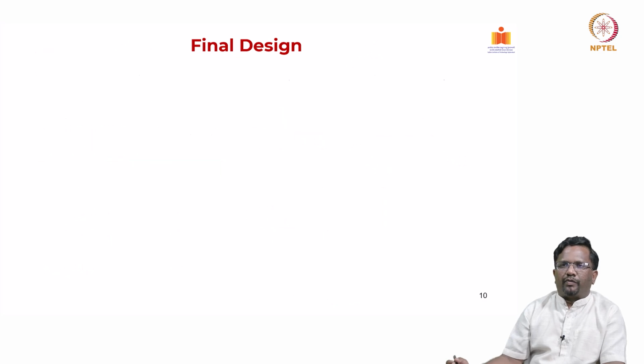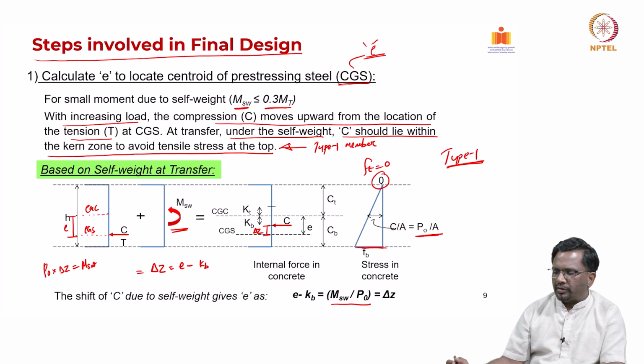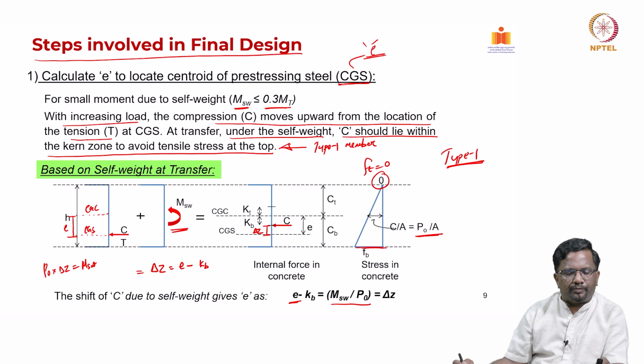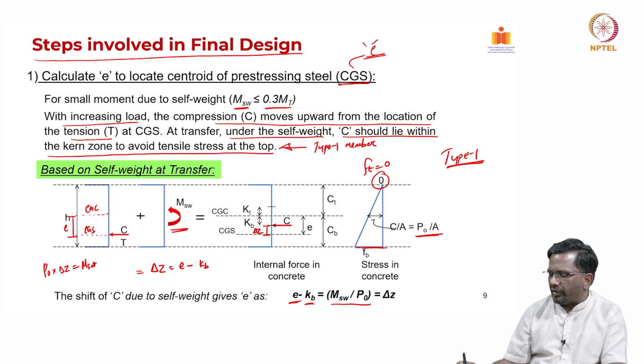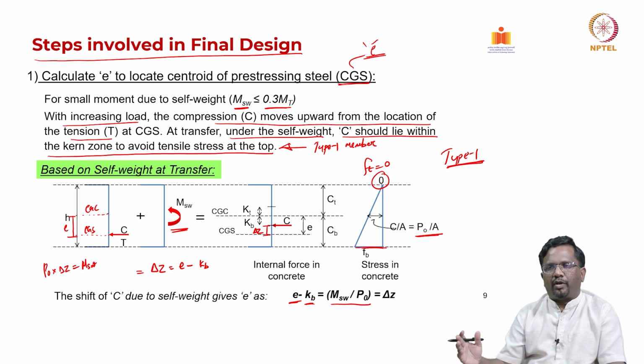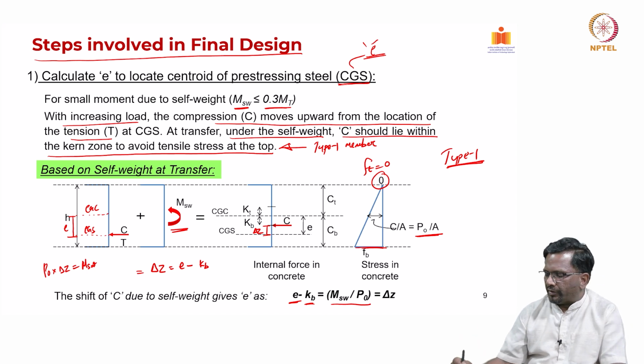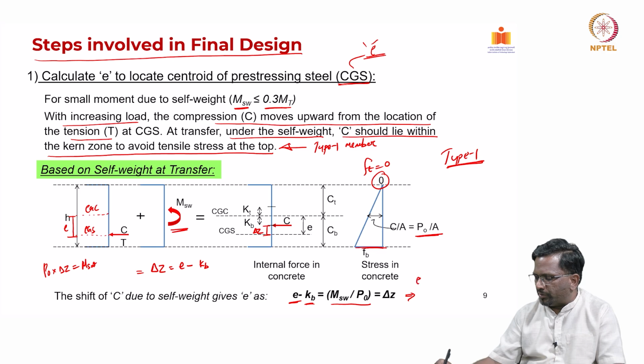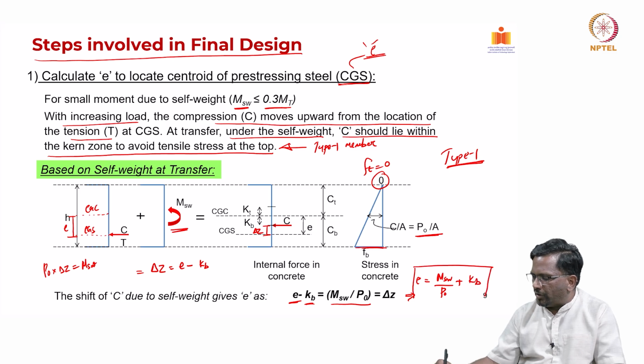Now if we know this, we can calculate what should be the eccentricity that is possible based on the self-weight moment. Because KB is known to you, and self-weight is known, you can substitute and find your eccentricity value for the transfer condition. So you get one eccentricity to satisfy the stress limit for transfer condition. So E as per this equation should be equal to MSW by P naught plus KB. This is the eccentricity that we get.